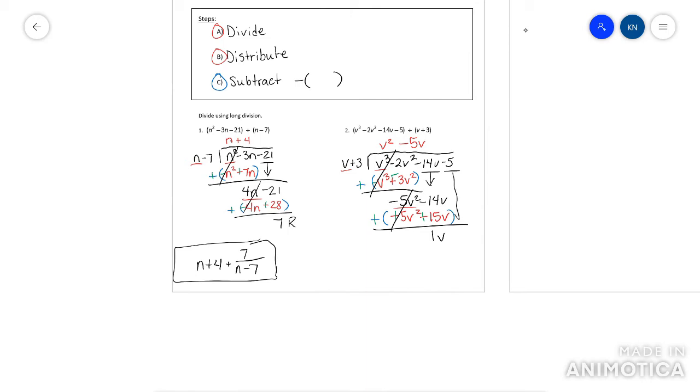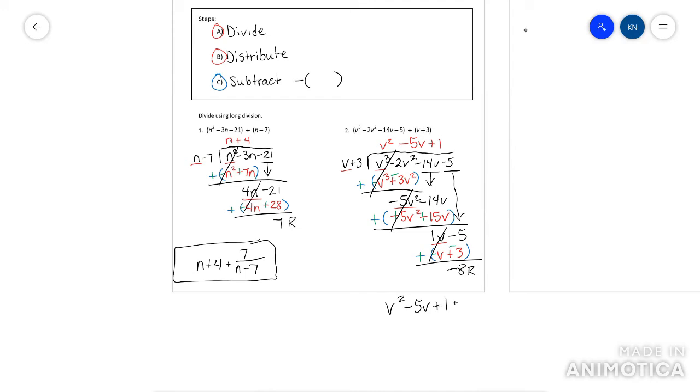You then drop your next term and repeat. First term divided by first term. 1v divided by v is 1. Distribute the 1. So that's going to make v plus 3. Subtract this whole thing. Make it a plus. Change these signs. The v's cancel. -5 plus -3 is -8. That's my remainder.